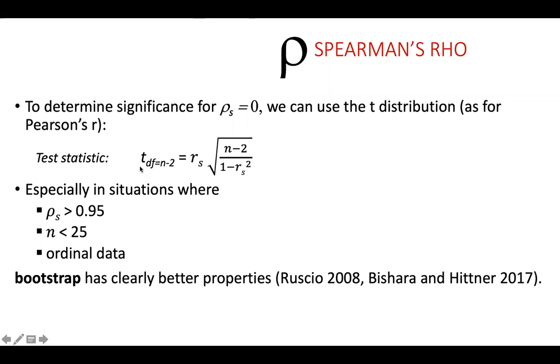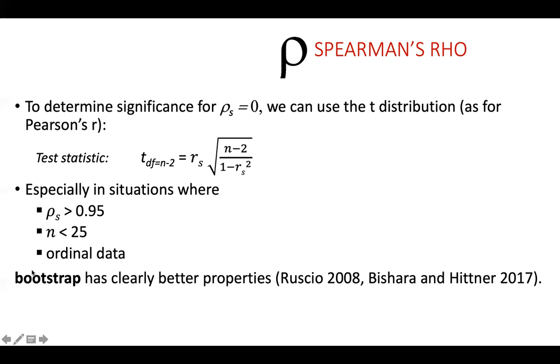In most cases, or in many cases, the t-distribution gives a relatively good and robust approximation to the sampling distribution. However, if we have a population parameter that is larger than 0.95, so close to 1, and if we have a small sample and if our data are on an ordinal scale, then a confidence interval or a significance test that is based on bootstrapping has better properties than the t-distribution. So in those cases, we may want to use bootstrapping.